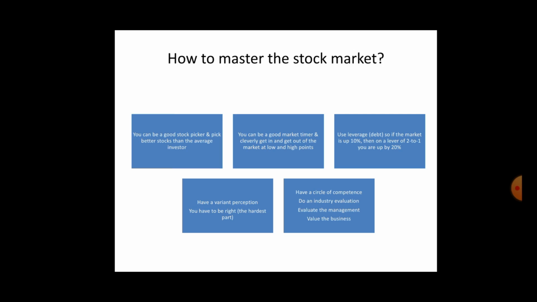Number one, have a circle of competence. Number two, do an industry evaluation. Number three, evaluate the management. Number four, value the business. Number one, a circle of competence.